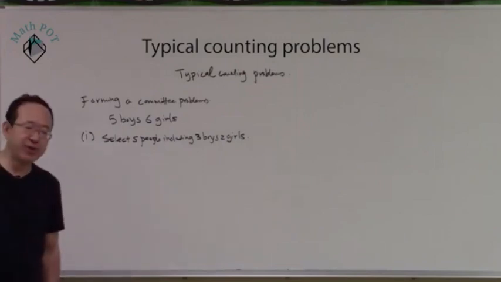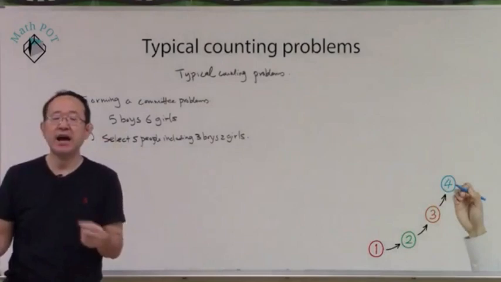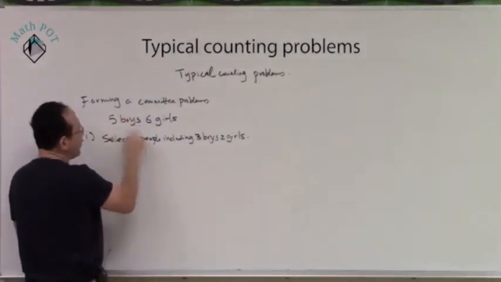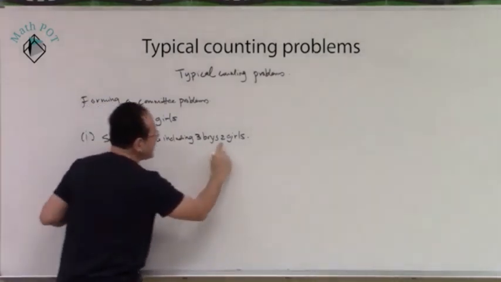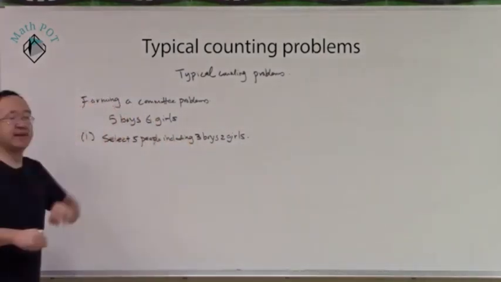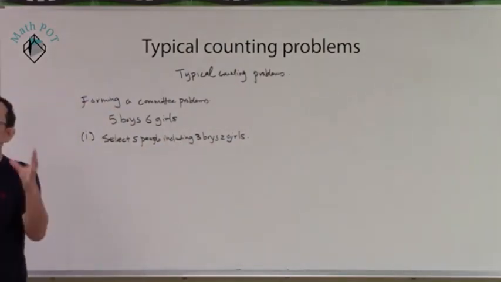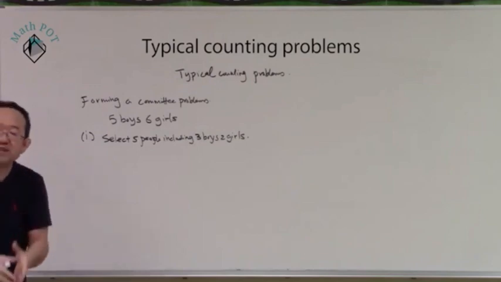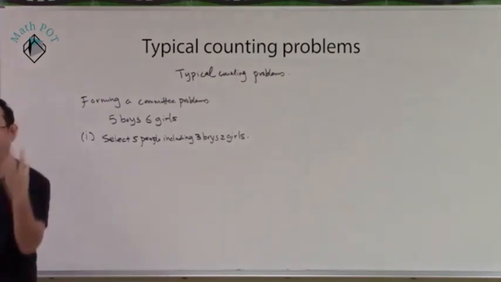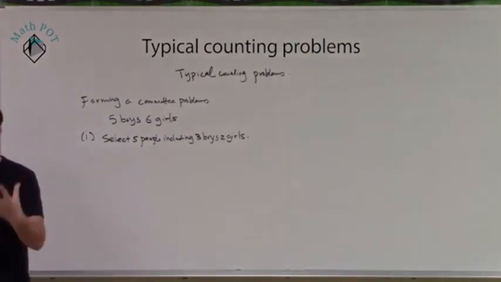It's very clear. This is nothing but a multi-step process. First step, we need to select three boys from five boys. Next step, we need to select two girls from six girls. Each step is nothing but our standard combination problem, because we want to select some number of objects from different objects where order doesn't matter, clearly without repetition and without any restriction.